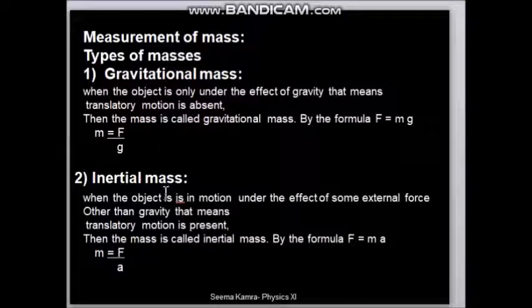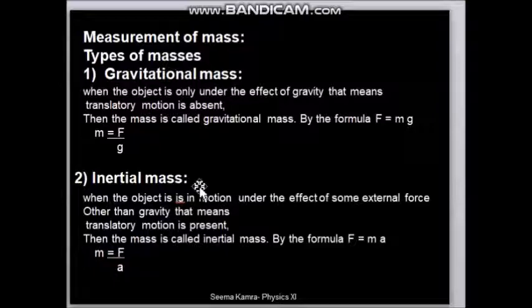So idea is clear. Every object will always possess only one value of the mass, but how we are obtaining that mass value decides the name of the mass. If we have measured the mass of the object in its stationary condition, then that mass is called gravitational mass. And if we have measured the mass of the object in its translatory motion condition, moving condition, then that mass is called the inertial mass.